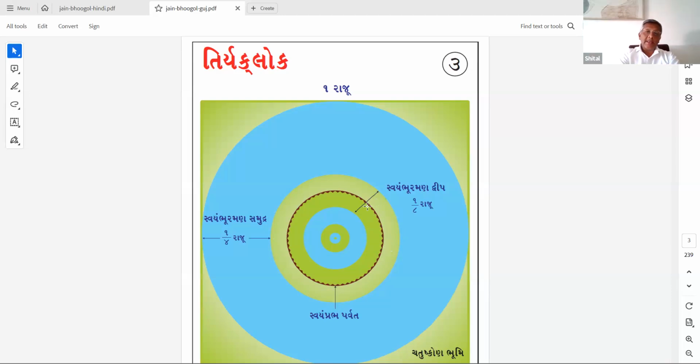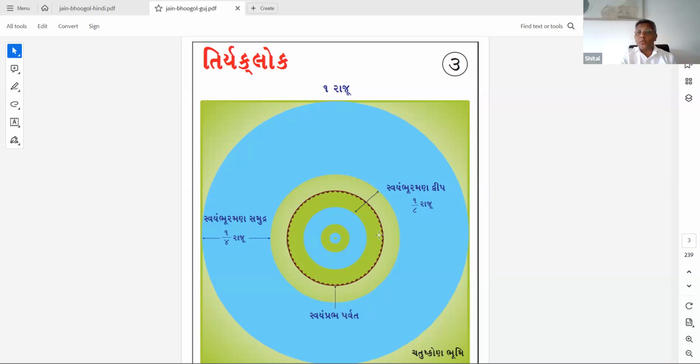So my next question is, who lives here in the inside bit, and who lives on the outside bit? Who lives on the inside bit first? Is it Dev? Is it Tiryanj? Is it Narki? Or is it Manushya? Who lives on the inside? Manushya, I think. Huh? Is it Manushya?